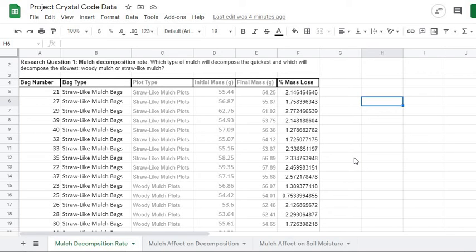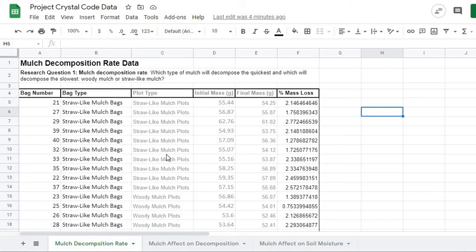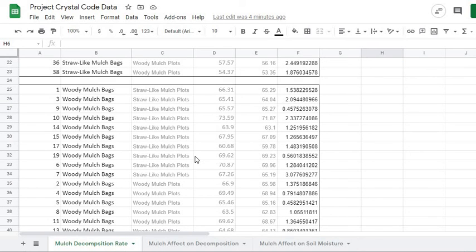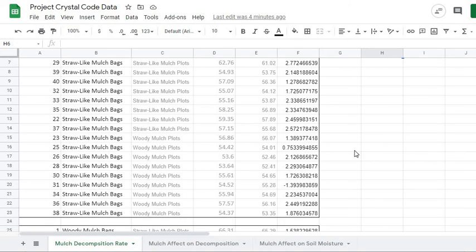But what we can do is come up with one number to represent the overall percent mass loss for straw-like mulch bags, and one number to represent the overall percent mass loss for the woody mulch bags. So take a moment to brainstorm ideas. How could you come up with one number to represent a group of numbers so we can tell in general which one is higher or lower?